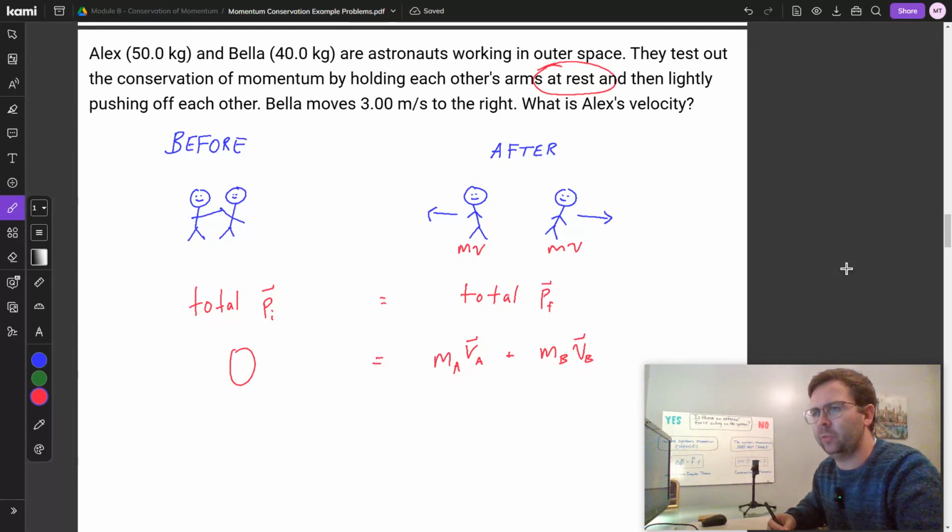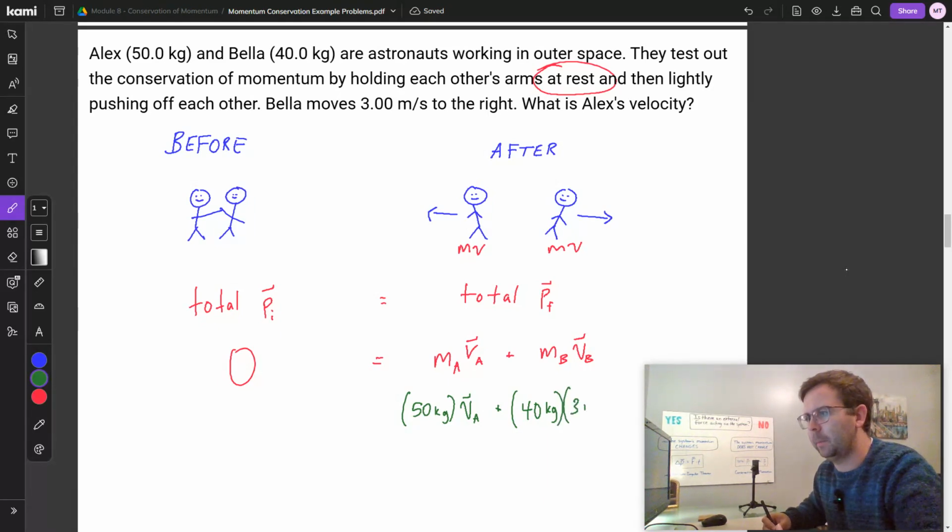Now we do need to keep this zero equals part because we're going to see later that as we work out this problem, we're going to need to do some subtraction. Let's go ahead and substitute in the numbers that we know. And so I'm going to put the mass of Alex as 50 kilograms. And the velocity of Alex is unknown, so I'm going to leave that as VA, plus the mass of Bella, which is 40 kilograms, times the velocity of Bella, which is 3 meters per second. And that's equal to 0.